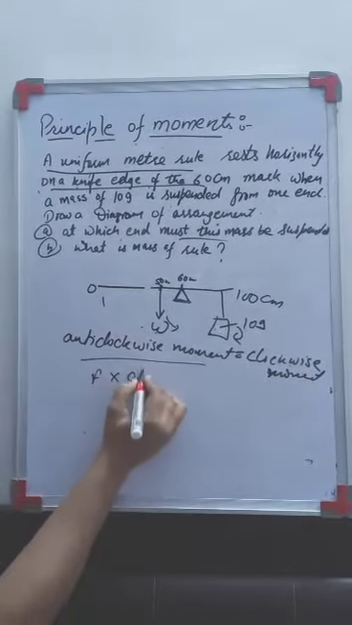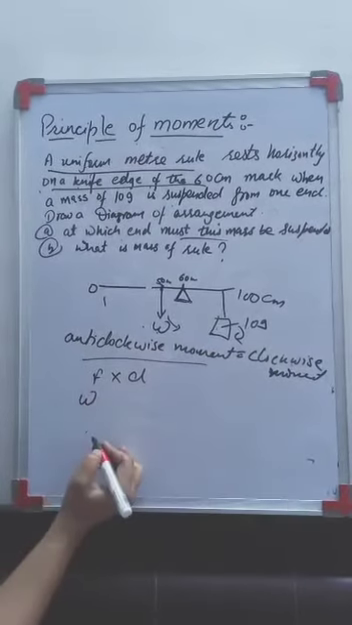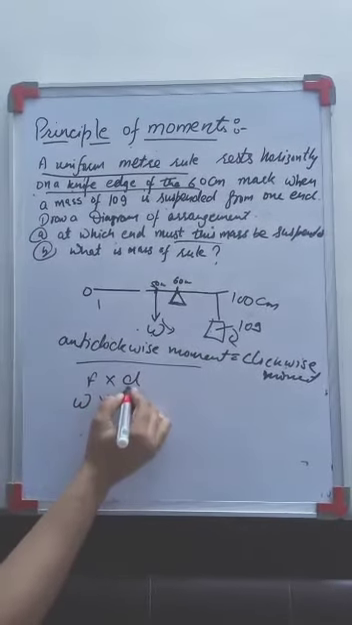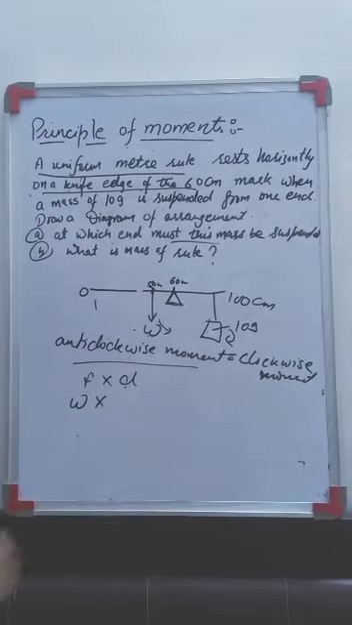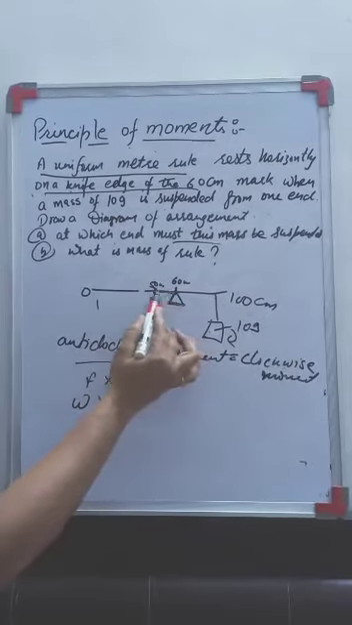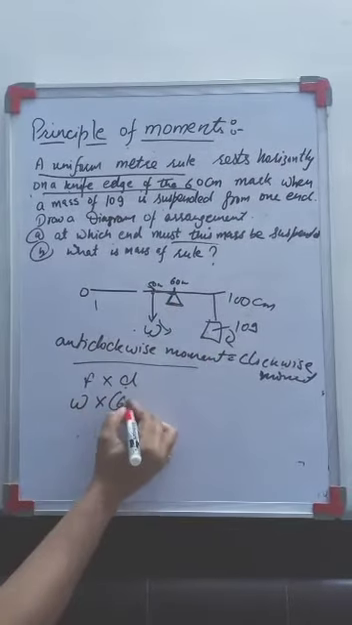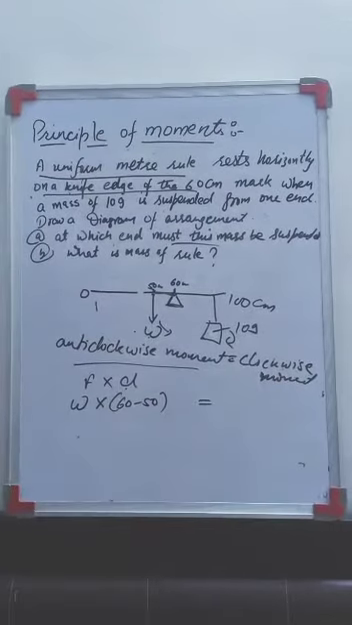Force into distance. Force is over here, weight I am taking, right? Multiplied by distance. Distance from what? Distance from the pivoted point. Over here, this will be the pivoted point. So what is the distance? It is how much? 60 minus 50, right? Is equal to the clockwise moment.